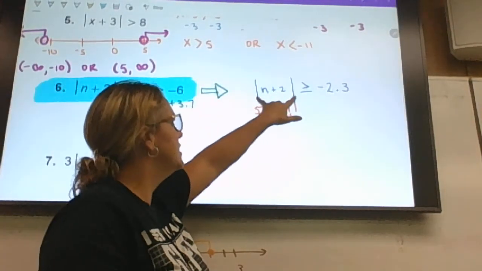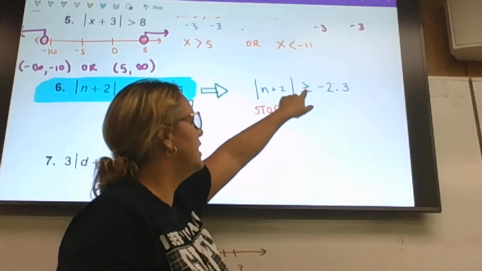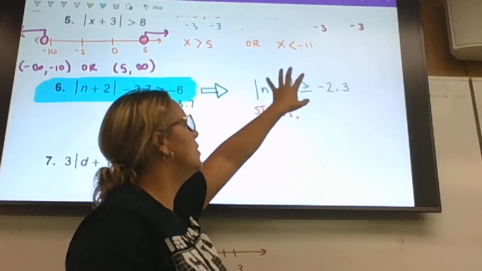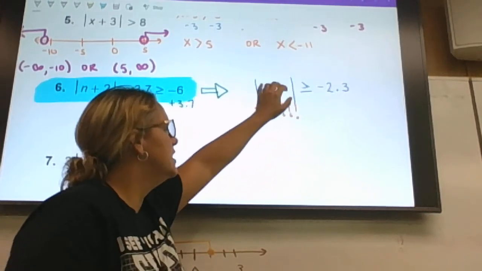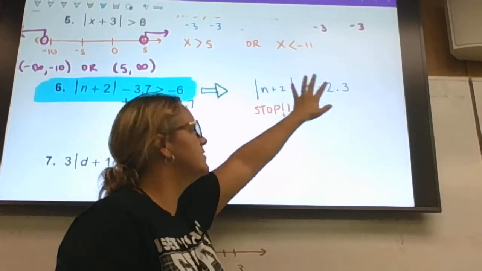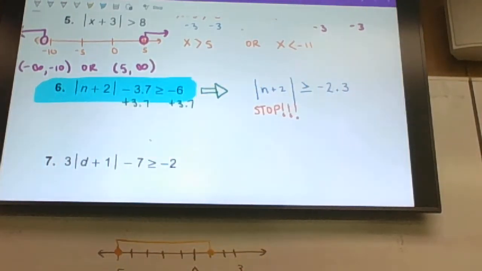Absolute value is always greater than a negative. This will always, I could put anything here, and it's always going to come out positive. So this is always going to be true. This is infinite solution. Yeah, you don't have to solve it. You just have to use the words all real numbers or infinite solutions. So don't waste your time. There'll be certain problems in homework that have a special solution. Don't waste your time. You've got to figure it out.